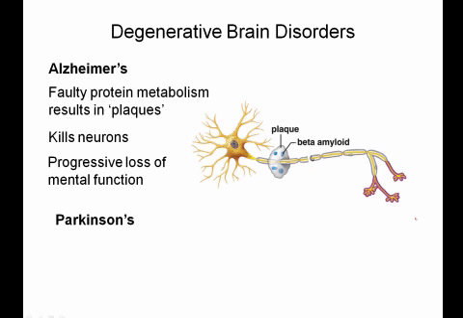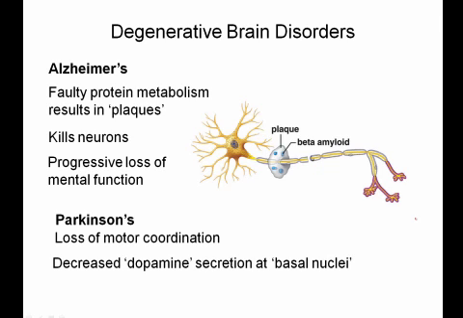Another one that you commonly hear about is Parkinson's disease. Parkinson's disease results in a loss of motor coordination. The reason for this is there's not enough of a specific neurotransmitter, dopamine. Dopamine is secreted by some basal nuclei that are deep in the midbrain area. And what dopamine does is it prevents skeletal muscles from fighting one another.